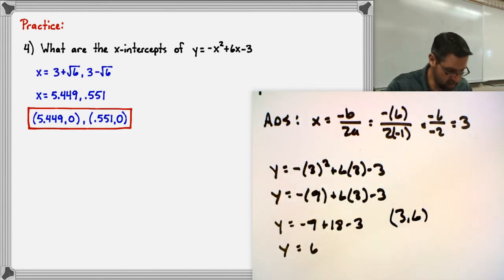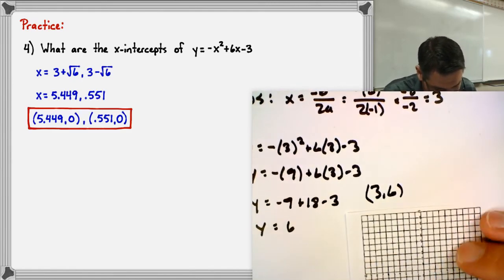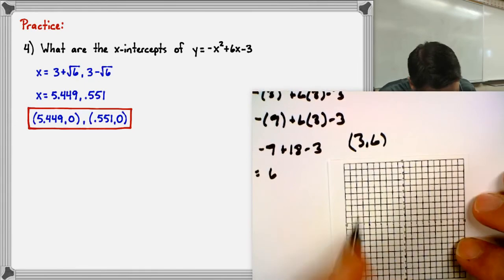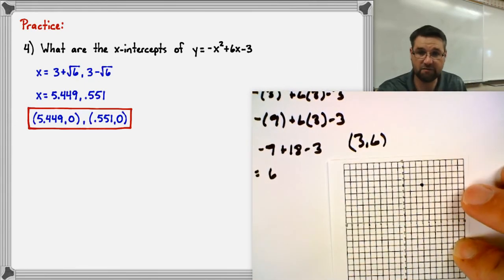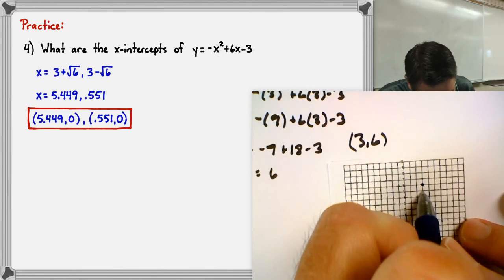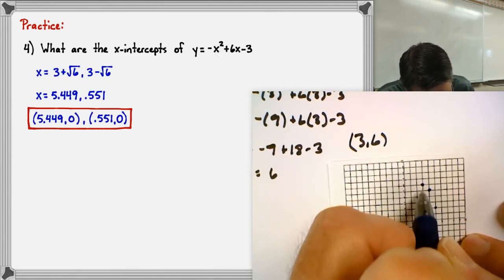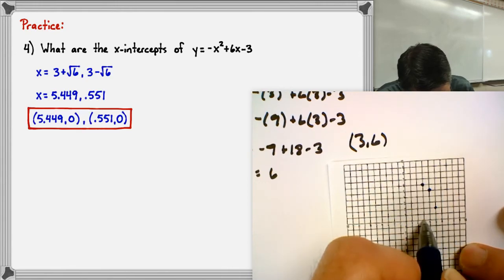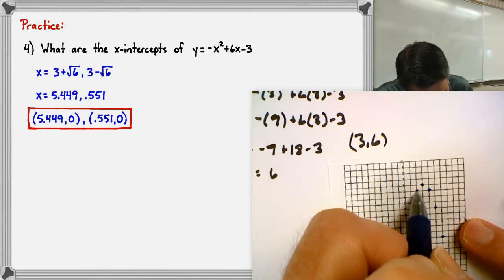From there, let me get my graph out so we can see what's happening here. We've got a vertex of 3, 6. So I'm going to go to the right 3 and up 6. And then I'm going to follow my slope pattern. And so you guys can see that the slope pattern is negative 1. So we're going to go down 1 over 1, and then down 4 over 2, and then down 9 over 3. And we'll reflect it on the other side.